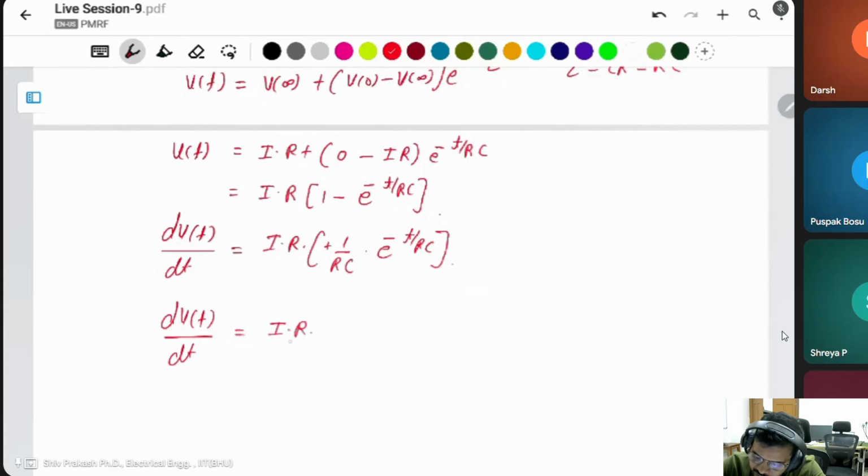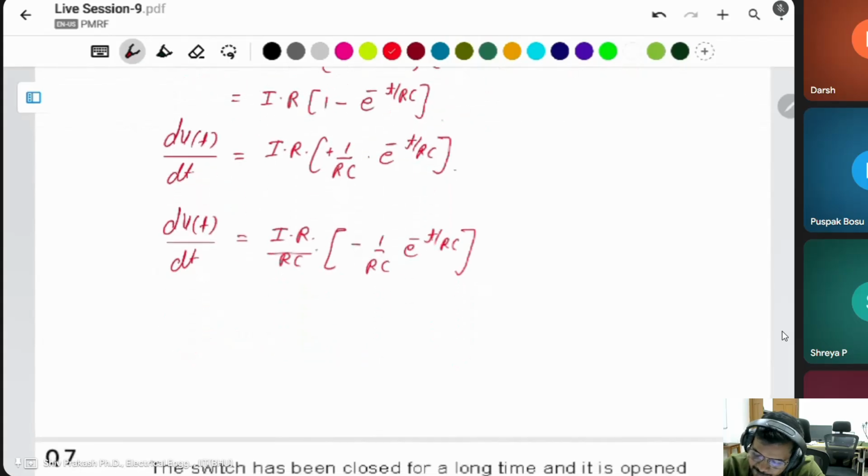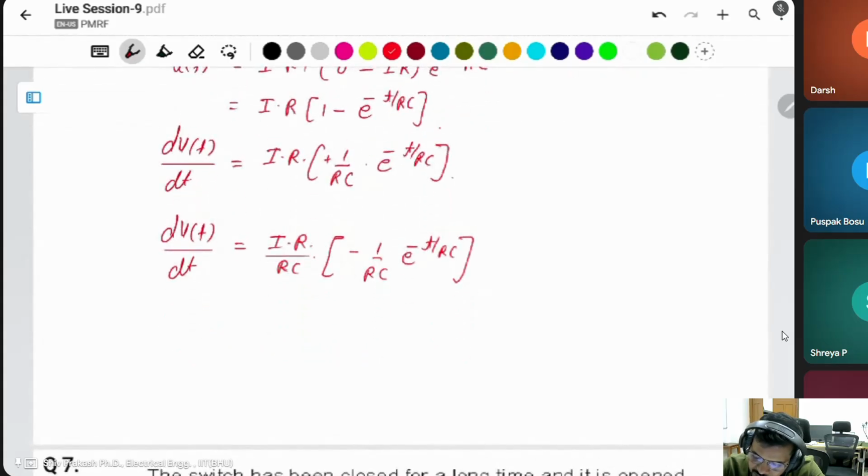I into R by RC. This will be minus 1 by RC again into e to power of minus t by tau or RC. R will be cancelled out. This will be minus of I by RC square into e to power of minus of t by RC.